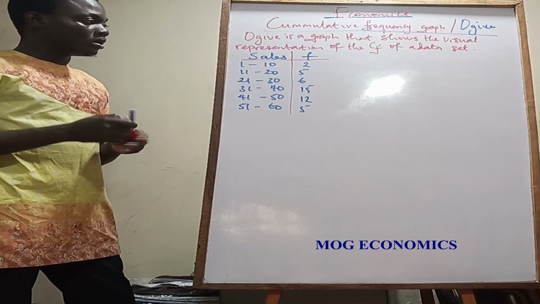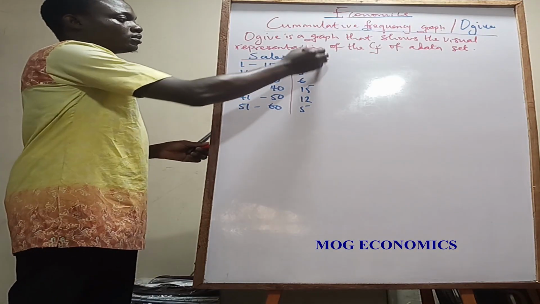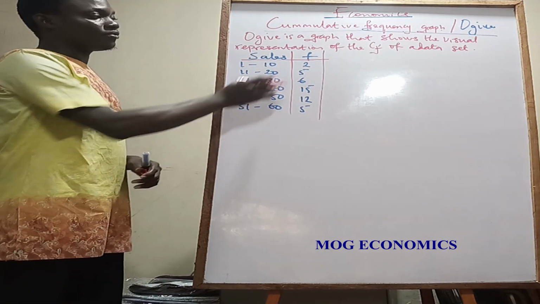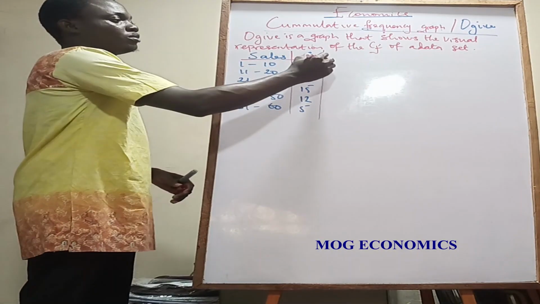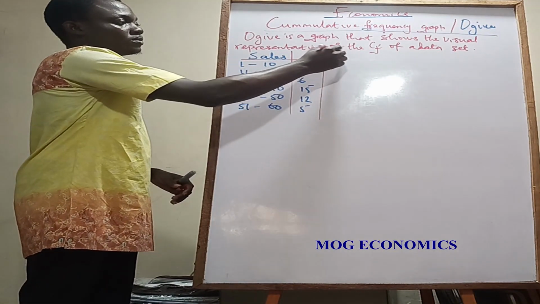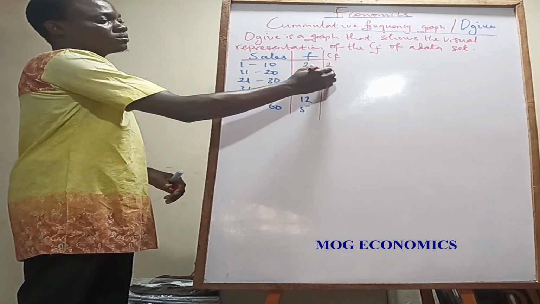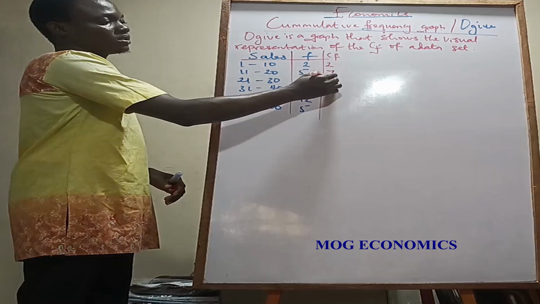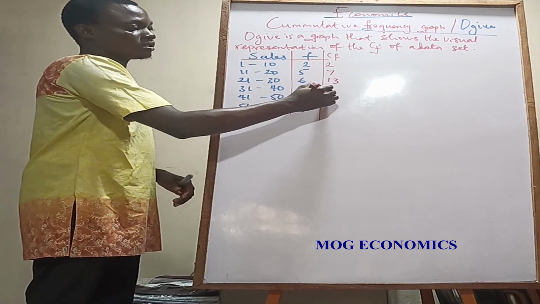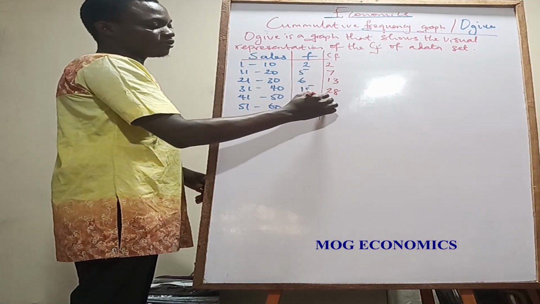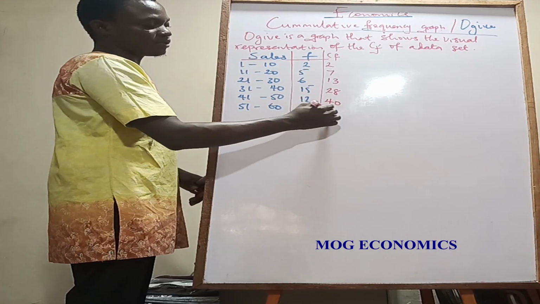It's not difficult. Cumulative frequency starts from the very first frequency, which is 2, and we call it CF. I'll be doing this: 2 plus 5 is 7, 7 plus 6 is 13, 13 plus 15 is 28, 28 plus 12 is 40, and 40 plus this 5 is 45.